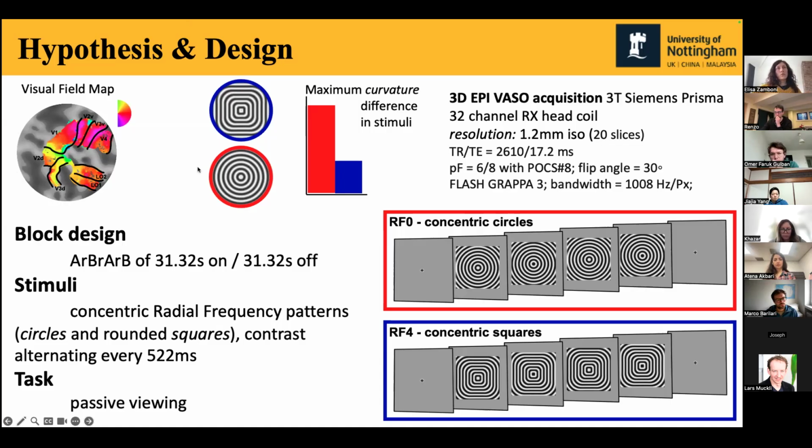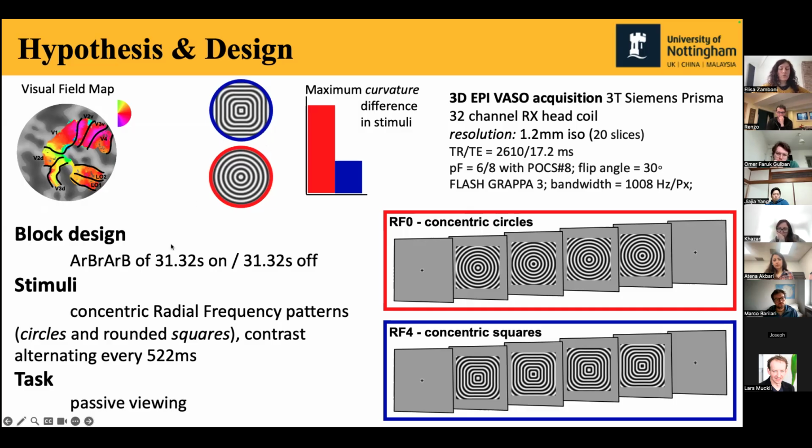The stimuli that we used were very simple radial frequency patterns. In this case, for curvature, we used concentric circles, as shown down here, whereas for straight lines, we used concentric squares. In fact, the squares had rounded edges, and I might talk about this later on in a bit.